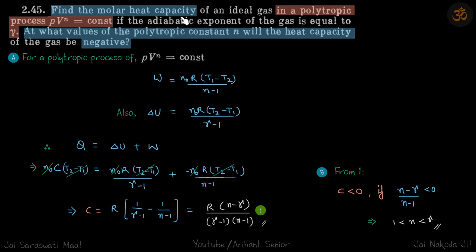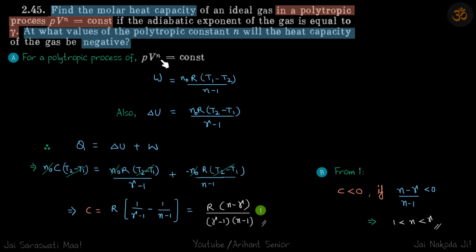We need to find the molar heat capacity for a polytropic process PV^n = constant. Gamma of the gas is given. At what value of n will the heat capacity be negative? So we need to find the molar heat capacity for this process. So let's start from there.